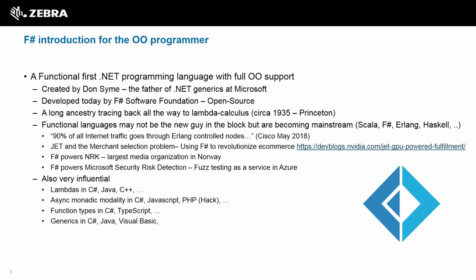I said F# is a functional first language because it encourages the programmer to adopt a functional approach to programming, but it's also a fully fledged object-oriented language. So you can define your classes, your methods, properties, interfaces, and the like, very much like you do in Java and C#.